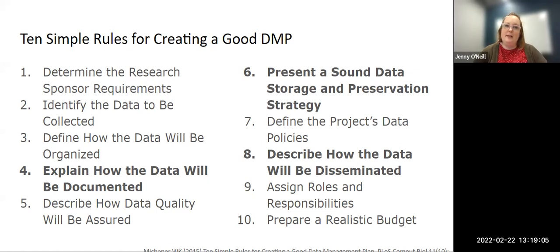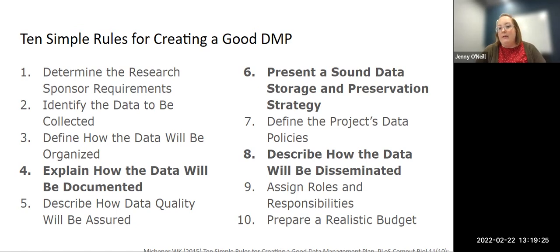And this can obviously depend on the size of the project. If you're working in a very big research group, the project's data policies are going to be much more complex. But it just means that everybody's on the same page and is generating and documenting data in the same way.